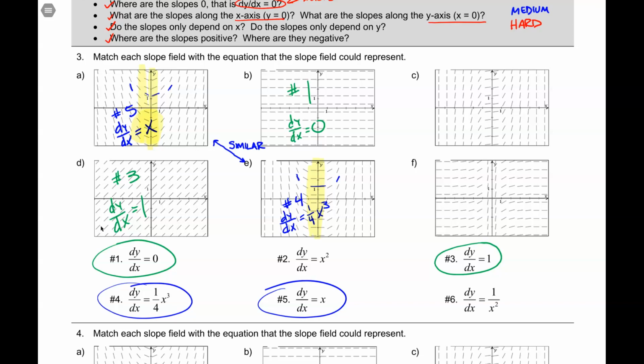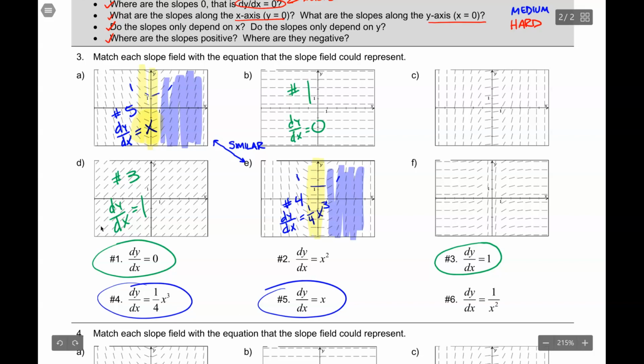Now, that's not what happens once you move out beyond x equals 1. Once you move out beyond x equals 1, the steepness of 1/4 x cubed grows faster than it does for x.